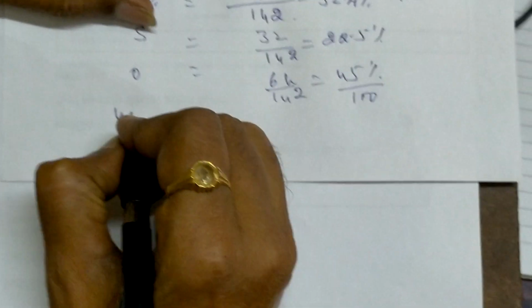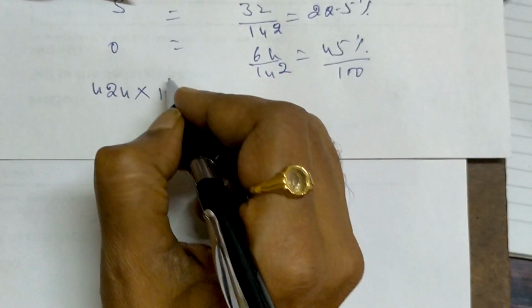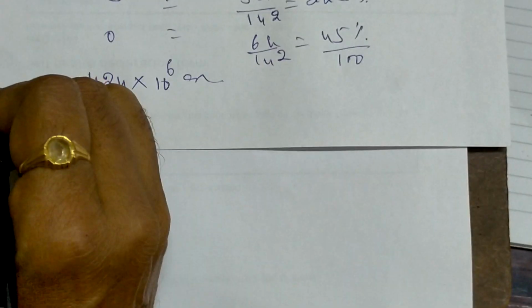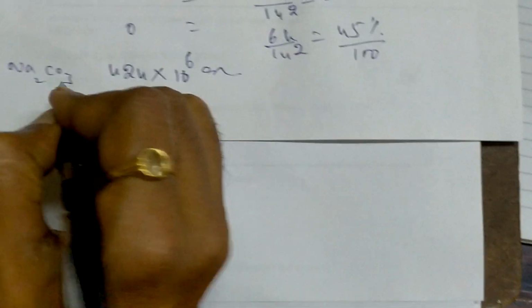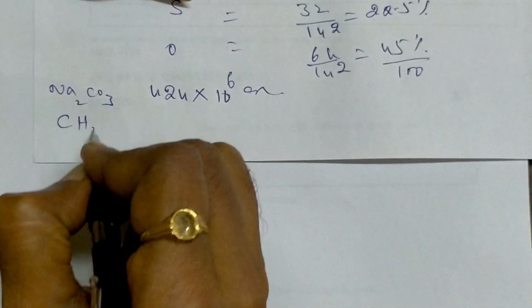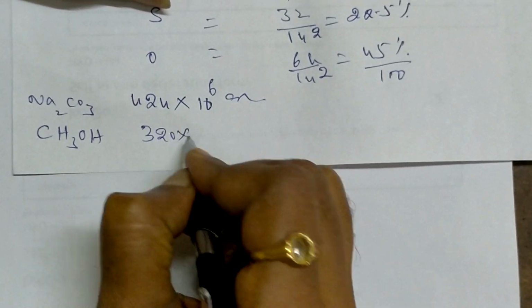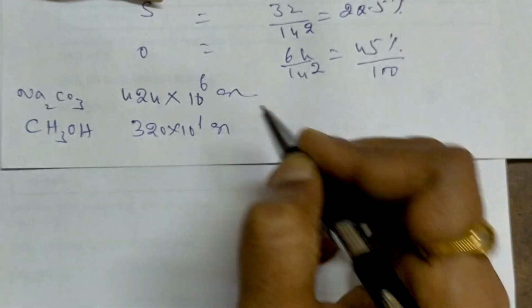Sodium carbonate, 424 into 10 to the power of 6 grams is produced. This is sodium carbonate, very simple. And methyl alcohol is CH3OH. Methyl alcohol is 320 into 10 to the power of 6 grams produced per annum.